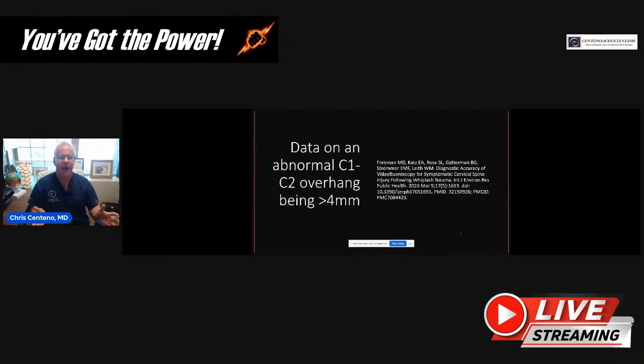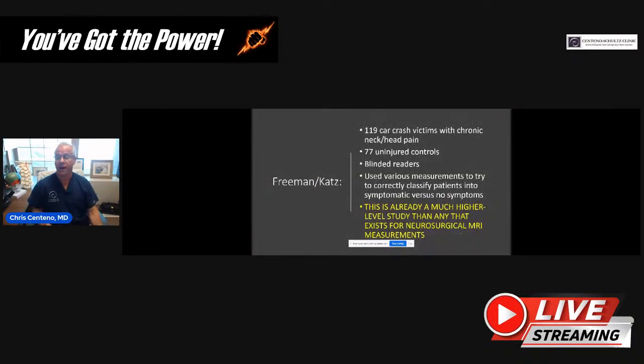So how did they conclude that? Did they do what the other guys did and just looked at a bunch of normal patients? Or did they do it the right way, where they tried to use this measurement to put people into the symptomatic or the normal bucket without knowing who goes in those buckets and the accuracy of that choice? Well, they did it the right way, which is they looked at 119 car crash victims that had chronic neck and head pain. They looked at 77 uninjured controls. Then they had blinded readers that didn't know who was in which bucket. And they used those measurements to try to correctly classify people into the buckets.